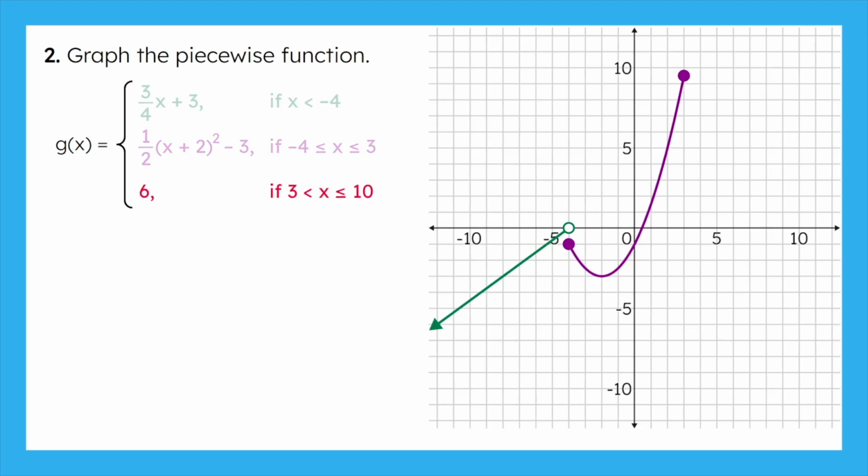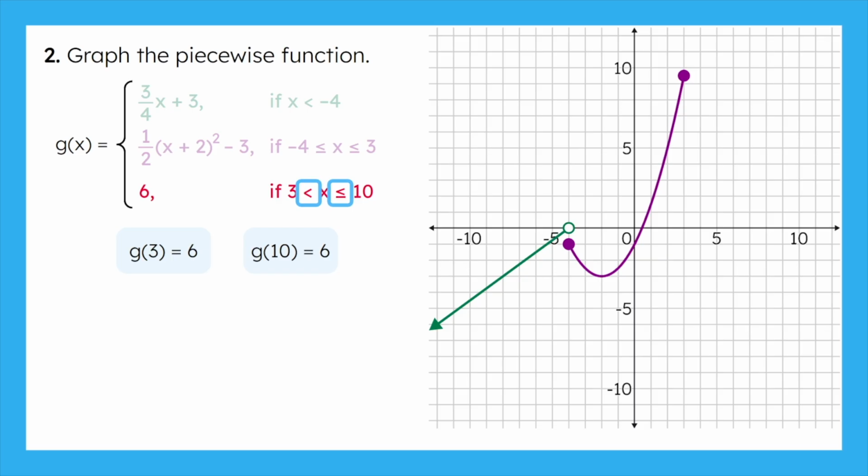Finally, we've got one more piece to finish up the graph. Where will the endpoints be? Right, when x is 3 and when x is 10. Because the third subfunction is a constant function, the output is the same no matter the input. It's 6. But we do need to pay attention to the inequality symbols used in the domain.